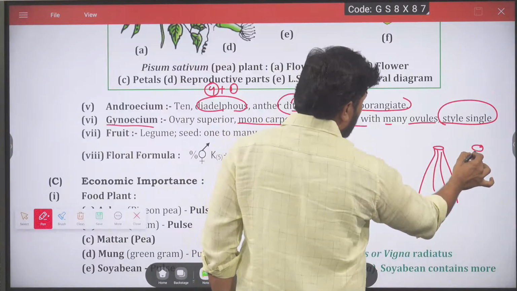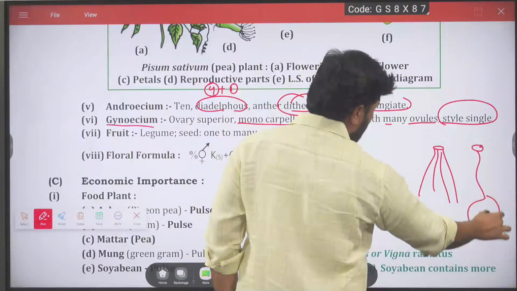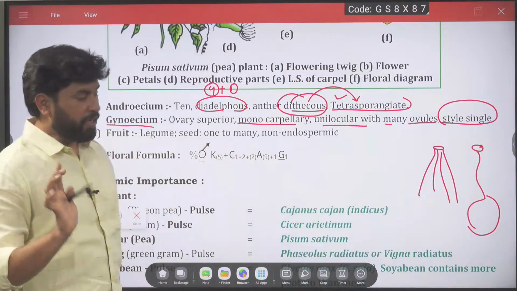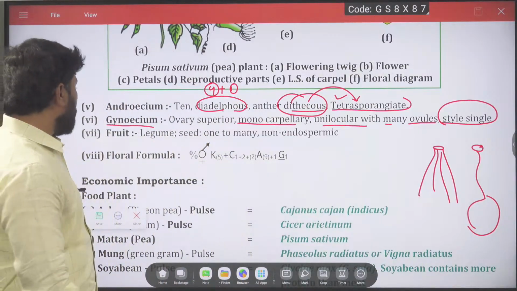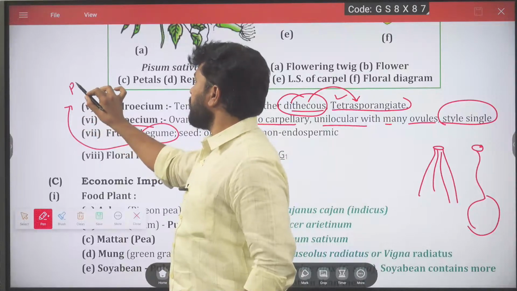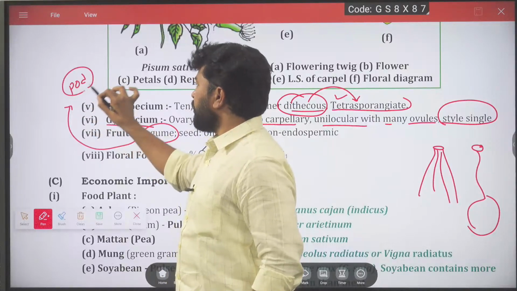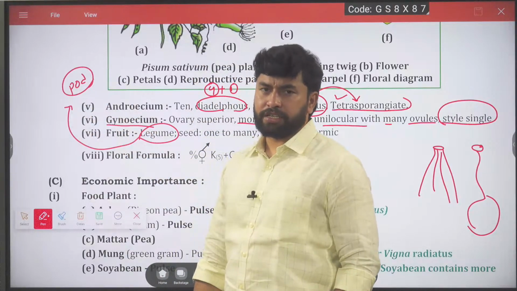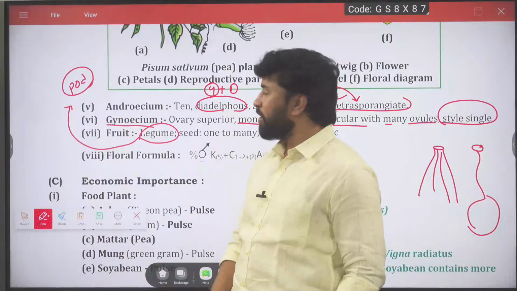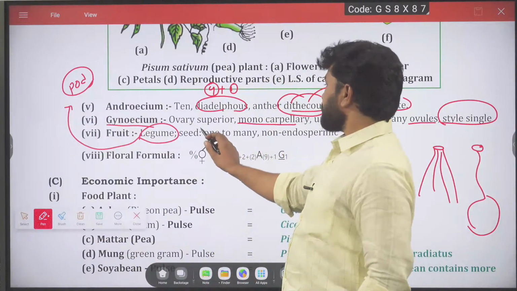If there is a stigma, style, ovary, this is called single style. Okay. Next, fruit, legume. The legume fruit has a special name called pod. This word pod we will see in genetics. Pod shape, pod color studied by Mendel. Do you remember?